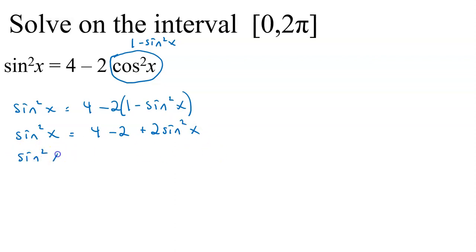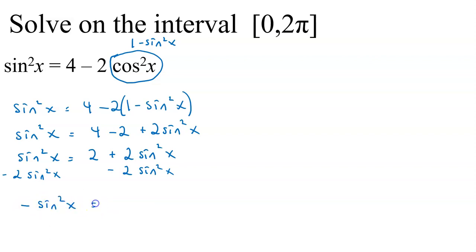This gives me sine squared x equals 4 minus 2 is 2, plus 2 sine squared x. So we'll subtract the 2 sine squared x from both sides. And this leaves me with a negative sine squared x, right? Because 1 minus 2 is negative 1. And on this side, a 2. Well, we could multiply both sides by negative 1, and we come up with a problem. We come up with sine squared x equals negative 2.